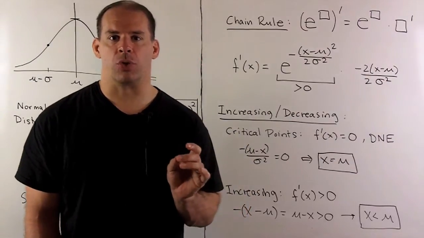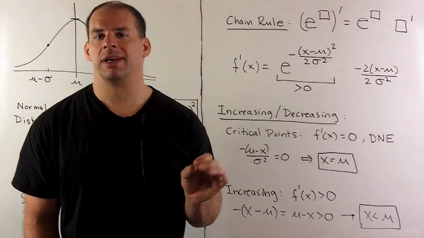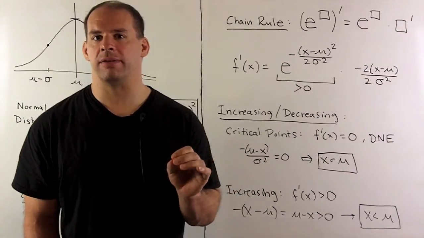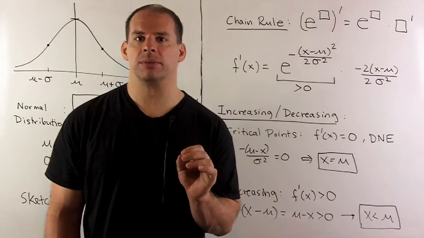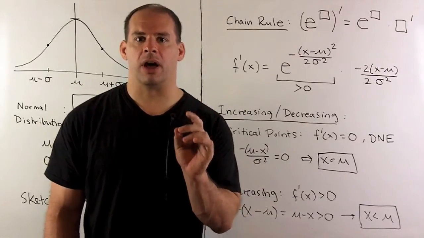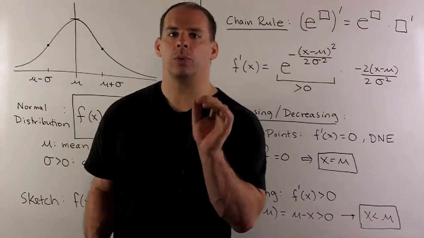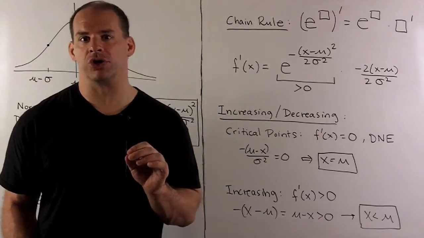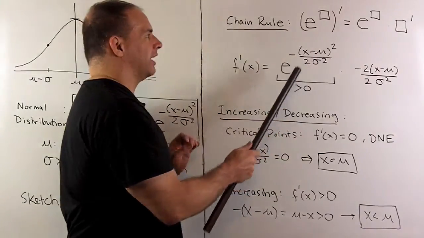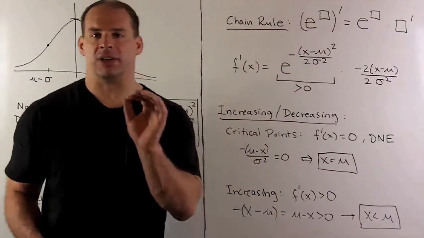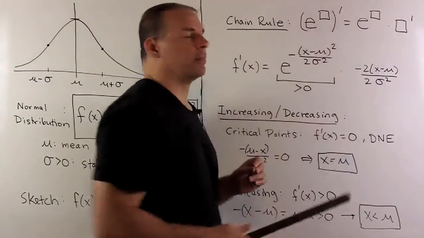Now, to sketch the graph, we're interested in items like critical points, inflection points, increasing and decreasing, and concave up and concave down. So for these, we're going to need the first and second derivatives. To take the derivative of e to a function, we need the chain rule with the derivative of the exponential function. So our rule is: if box is a function of x, then if I take the derivative of e to the box, we get back e to the box times box prime.